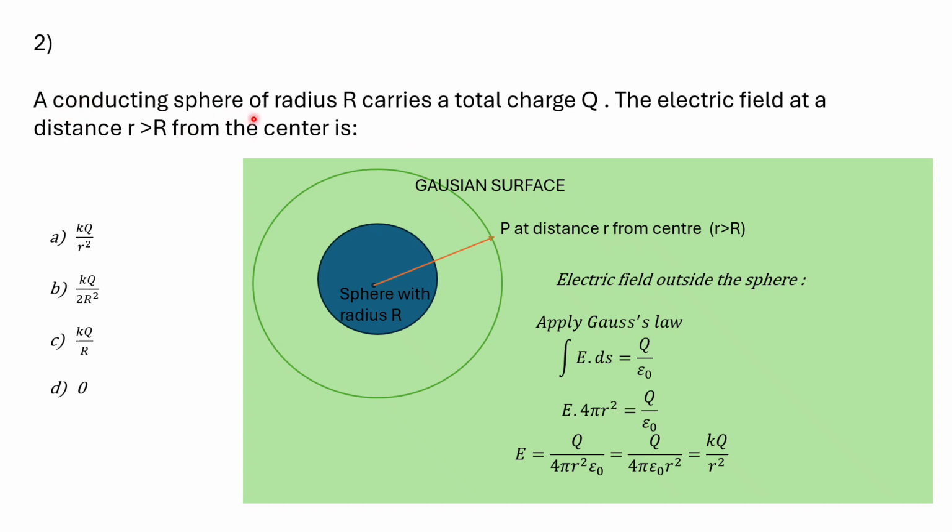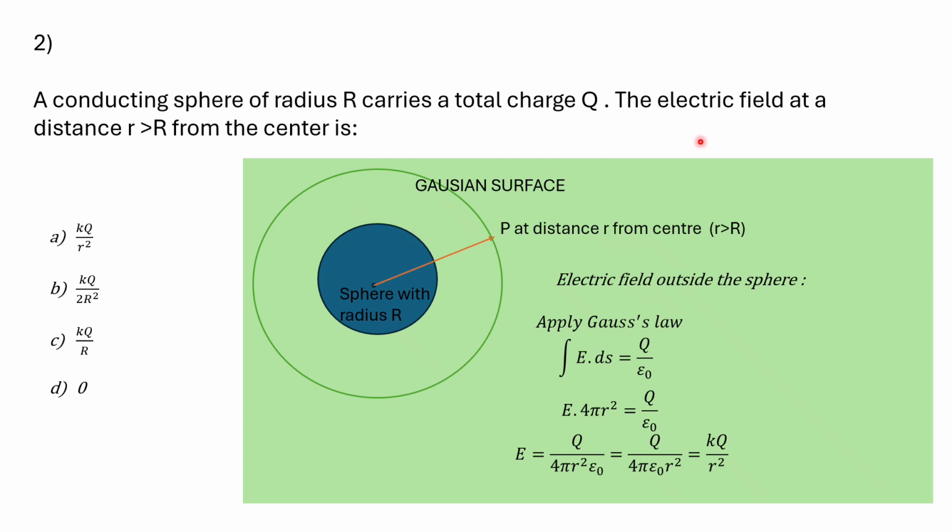Then here, the second question. A conducting sphere of radius R carries a total charge Q. The electric field at distance r greater than R from the center is. So we are asked for the electric field at distance r greater than R, where capital R represents the radius. This means outside the sphere. We have a conducting sphere of radius R with charge Q. Obviously inside, the field is 0 because it is a conducting sphere and all the charge is accumulated on the surface only, but we have to find the electric field outside.